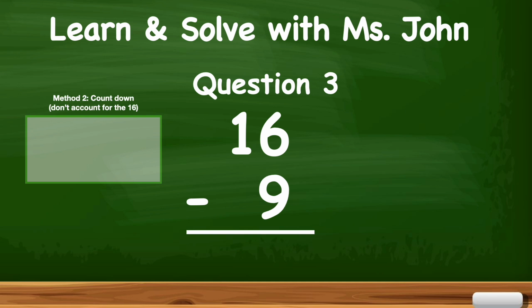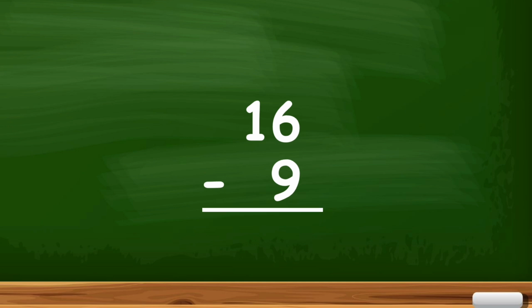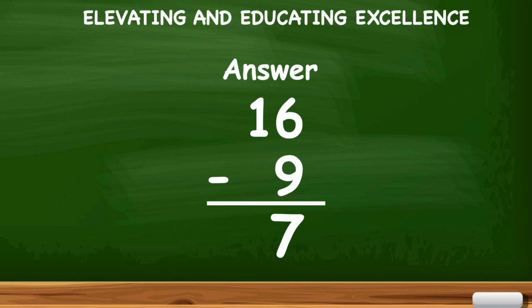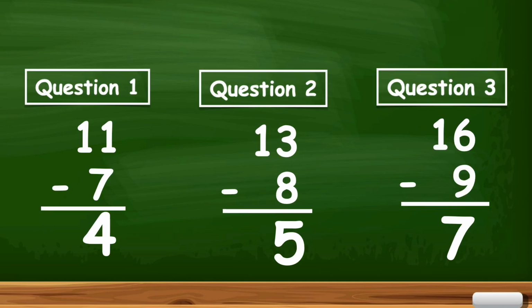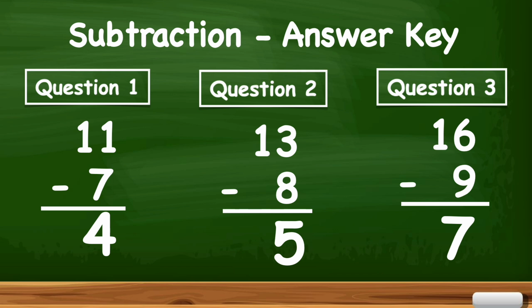So let's begin. 16, 15, 14, 13, 12, 11, 10, 9. Now it's time to count the total number of dots we drew. 1, 2, 3, 4, 5, 6, 7. So 16 minus 9 equals 7. Again, 16 minus 9 equals 7. Here's the answer key. If you got an answer wrong, use a timestamp to go back and check your solution.